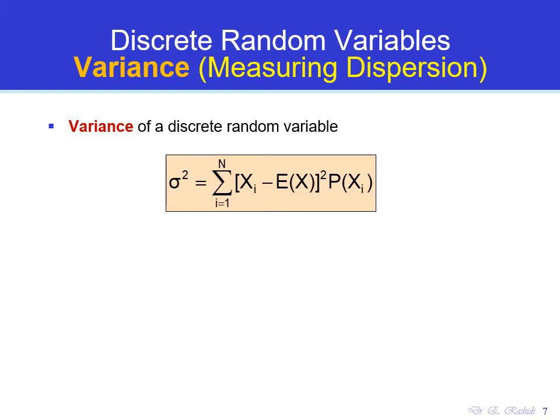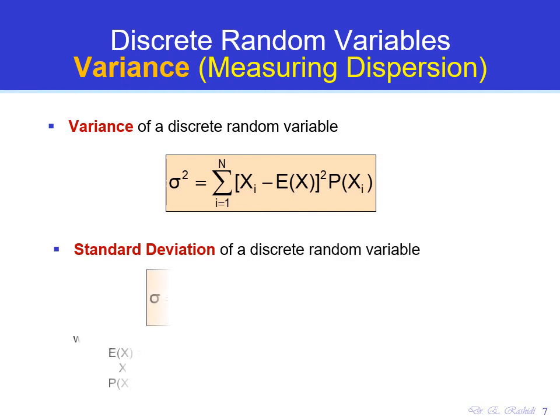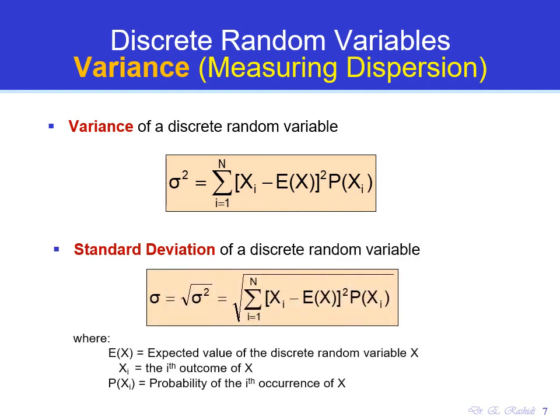And the standard deviation is just the square root of the variance. So it would be the square root of this. Here, E of x is the expected value or the average of the random variable. x_i is the i-th outcome, one of the outcomes of random variable x. And p of x_i is the probability that random variable x would get value x_i.